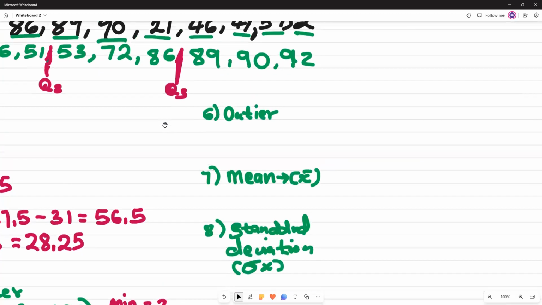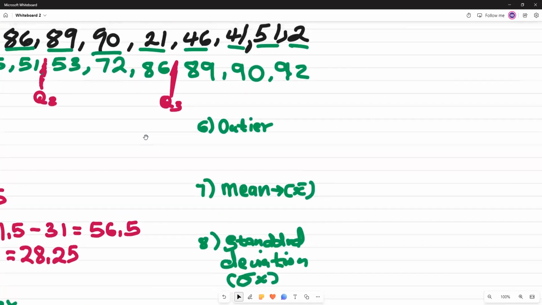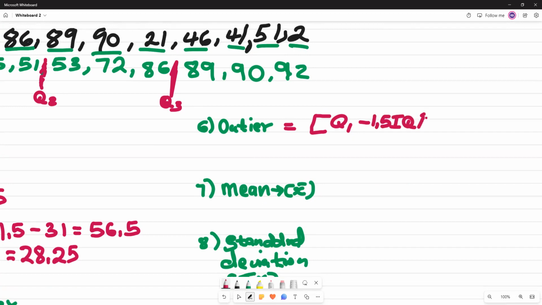We're going to quickly do an outlier. Okay. So there's a formula for the outlier. You need to know it. Sharp. So this one, we call it the lower fence, which is Q1 minus 1.5 times the interquartile range, right? And then the upper fence, which is Q3 plus 1.5 IQR. We use this formula to get the outliers, right? Sharp. So now we are going to get the values.